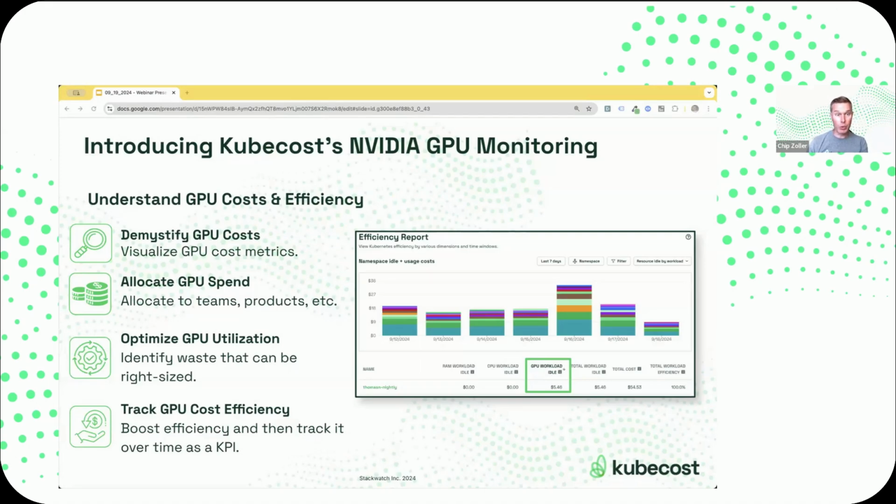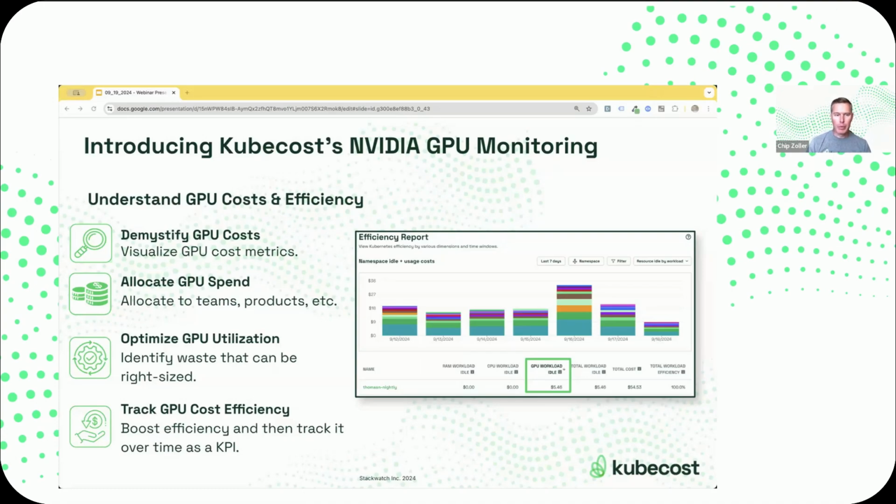What do I have as far as GPUs in my estate? What are those costing me? Pair that up with the workloads that are using a GPU and just allocating the cost to them. But that's only the first step. And Kubecost has done that for a while now. But we got to go deeper than that. And we are deeper than that now.